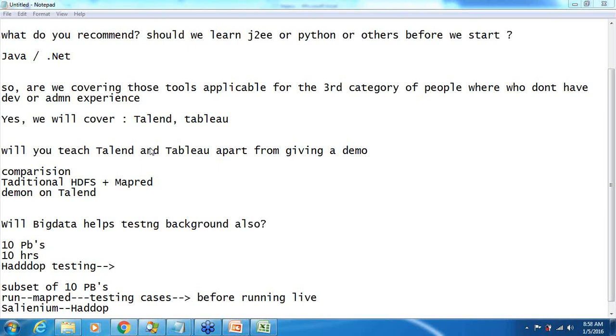You can just do some research on the internet, you should be able to see it. But still, I would say there is a scope for people coming from a testing background to learn Big Data, or the awareness they should have of what kind of special testing scenarios we need to do before running a huge payload.